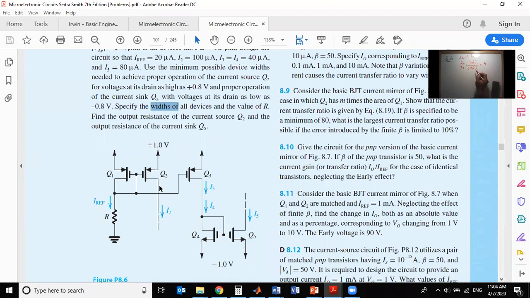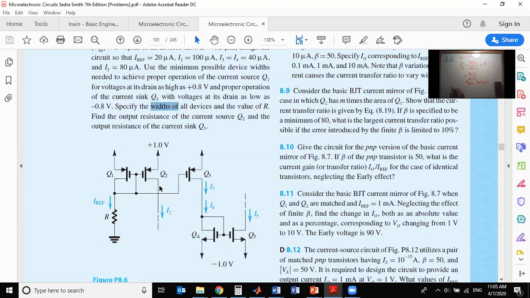We know W1 and L1. We know L, so we only need to find W2. You got it? So that means this is W2 over L over W1 over L, because L is the same, and W1 we already calculated. This was 5 micrometers. And how much is L? L is 0.5. Cancel the L out. Can we? Yeah, you can cancel them. That's correct. You can cancel these L's out.